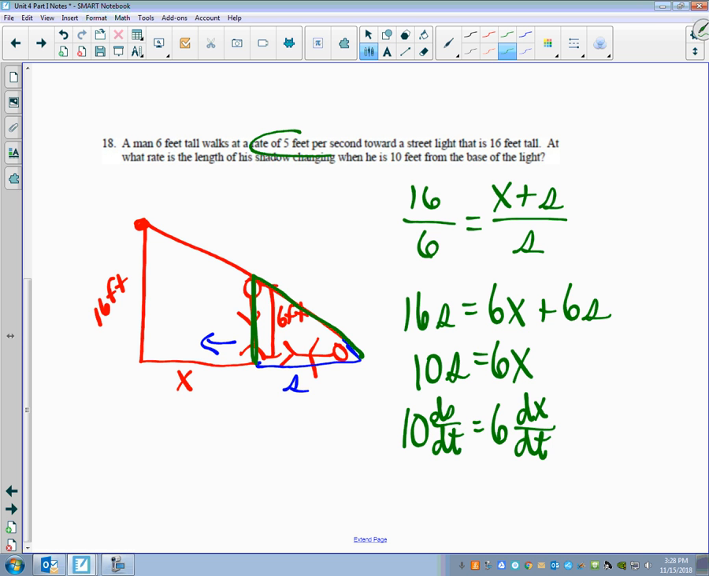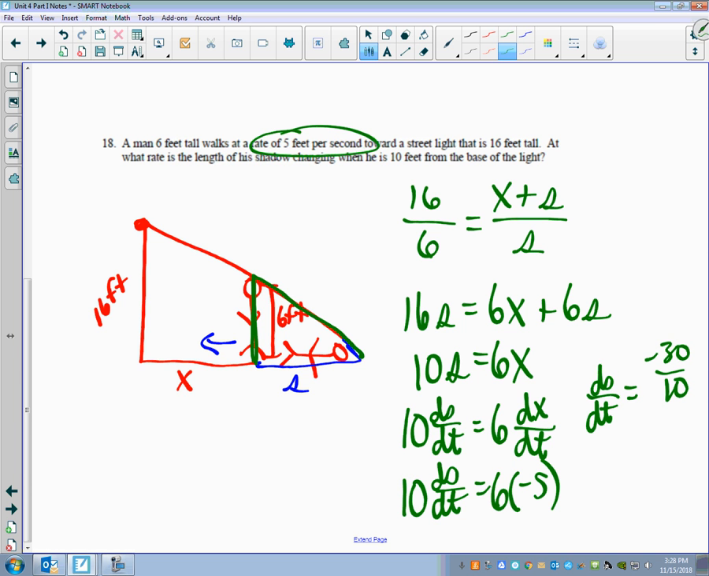He's walking at a rate of 5 feet per second. So is that dX over dt or dS over dt? That's this, right? So he's walking towards the street light. So should that be negative or positive? This distance is getting smaller, so that would be negative 5. So dS over dt would equal negative 30 over 10, or dS over dt would equal negative 3 feet per second.